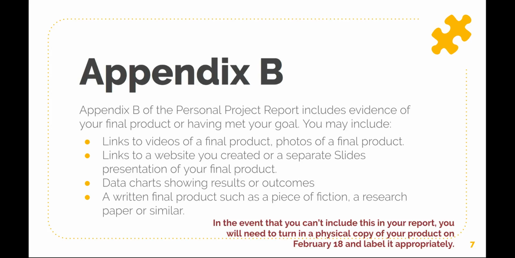Appendix B is evidence of having met your final goal or achieved your final product. This may include links to videos of your final product, photos. It may include links to a website or a separate slides presentation. It may include data charts or a small written product, such as a piece of fiction or a research paper. If you can't include this information in your report, you will need to submit a physical copy of your product on February 18th, labeled carefully with your name.